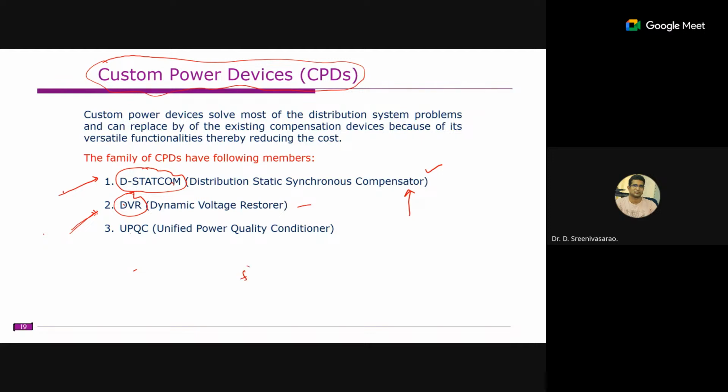Another thing is that frequency fluctuations can also be controlled by injecting some active power or drawing some reactive power from the source. That is also possible with a D-statcom, by suitably connecting an energy storage system. Therefore, this D-statcom is more popular.